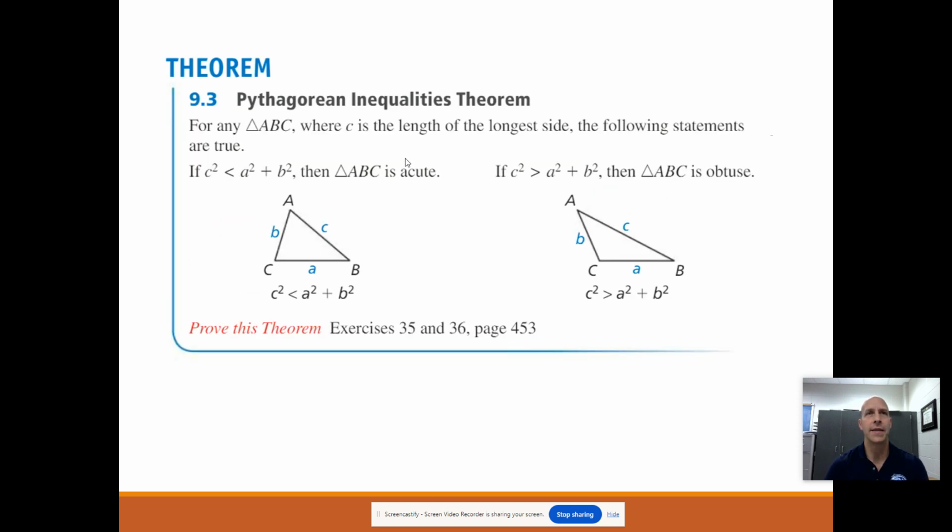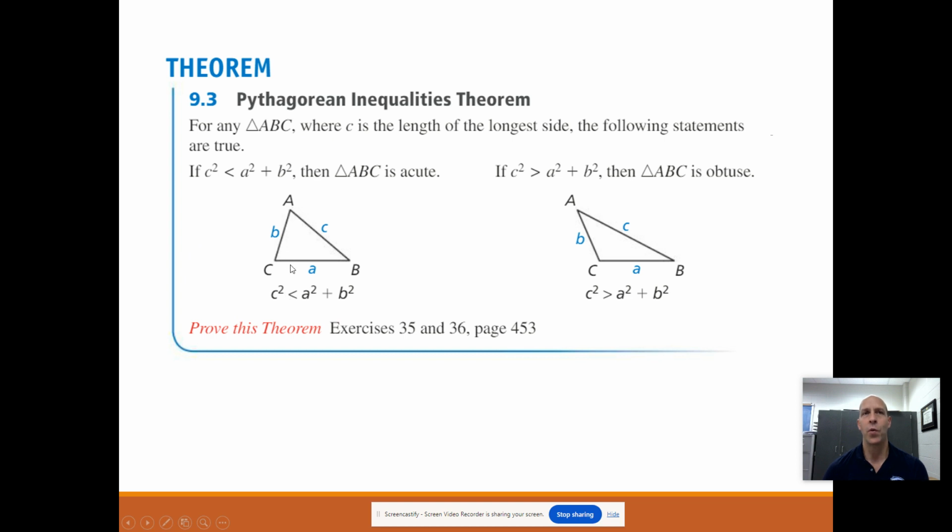Okay, so here's our last theorem for the day. This is the Pythagorean inequality theorem. This is a more general result from the converse of the Pythagorean theorem. And this is why, instead of writing a squared plus b squared equals c squared, we write the c squared part on the left.